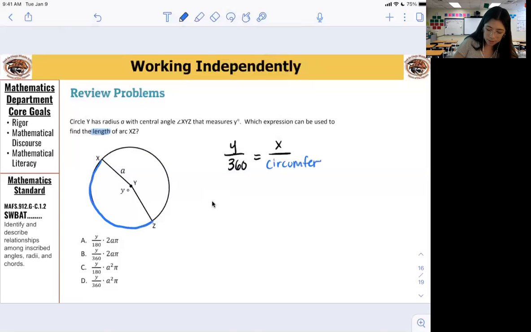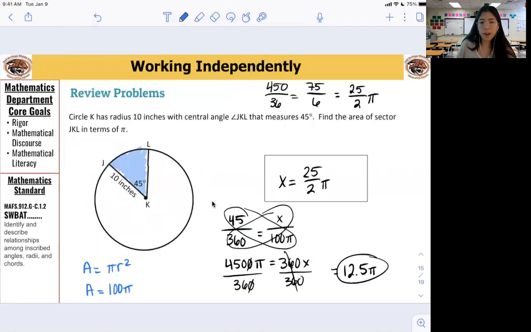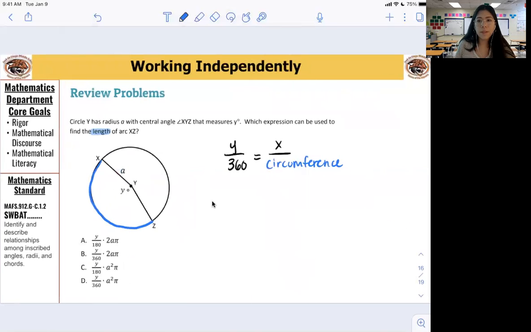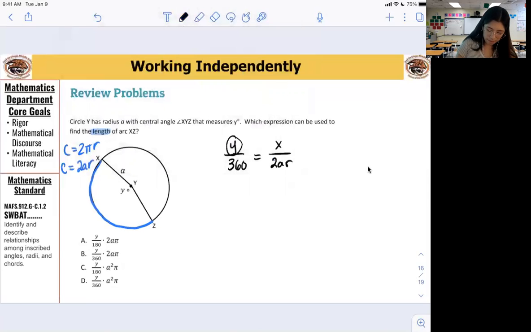That's the difference. In the previous problem, we were looking for area, so we did it over the area of the whole circle. In this case, we're looking for the length, so we do it over the circumference. It's very tricky. You got to make sure you know what you're doing. Well, the circumference is 2 pi r, and r is a, so this is 2a pi r. And then we're trying to figure out the value of x, I'm sorry.